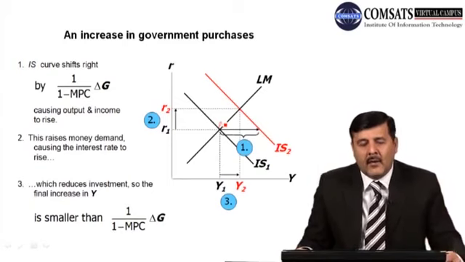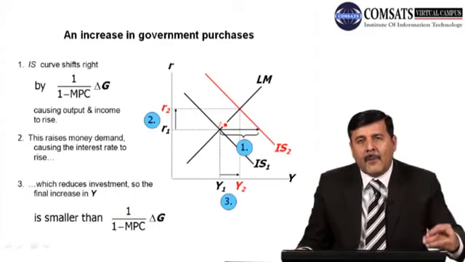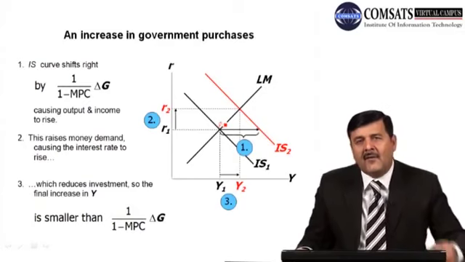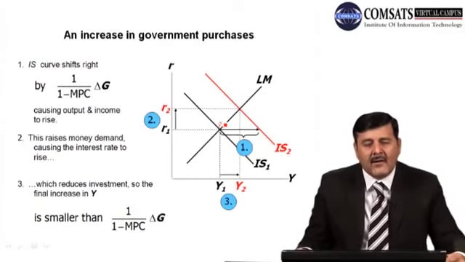where the rate of interest is r1 and income is Y1. Now suppose the government or the policymakers adopt fiscal policy to affect these macroeconomic variables, and one of the tools of fiscal policy is government purchases, right?